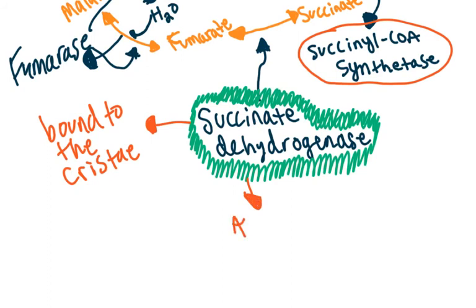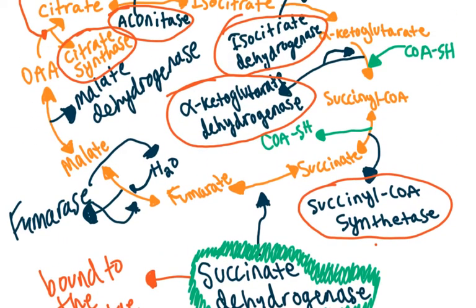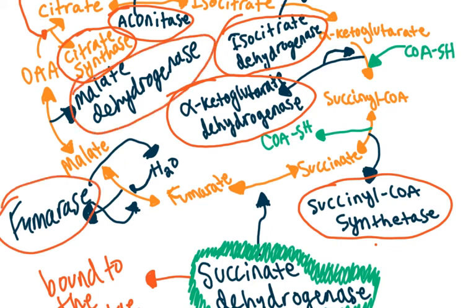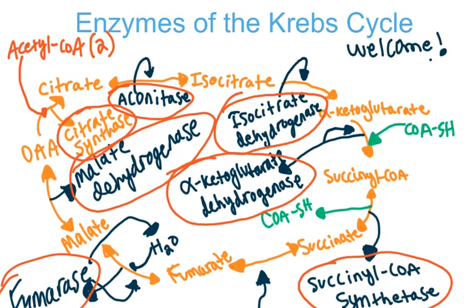So this is also an enzyme in the electron transport chain. Okay, so continuing, we have our fumarase afterwards, then our malate dehydrogenase, and back to our citrate synthase and aconitase, and the cycle continues.